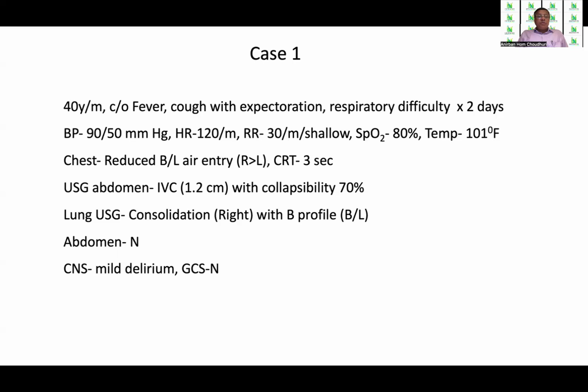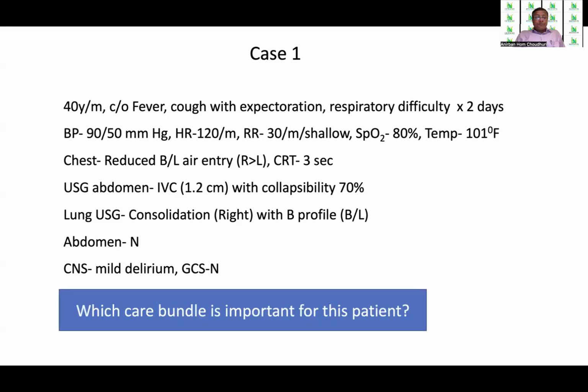The USG abdomen shows IVC with 1.2 centimeter diameter and a collapsibility of 70%. The lung ultrasound shows consolidation with B profile, bilateral consolidation on the right side. Abdomen is normal. The CNS examination shows mild delirium, although the GCS appears to be normal. Now, which care bundle is important for this patient?